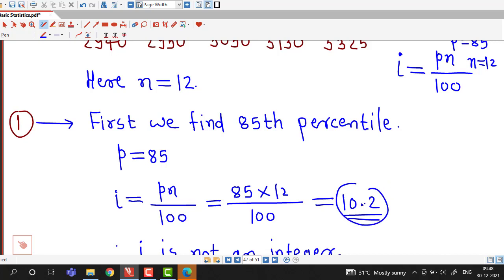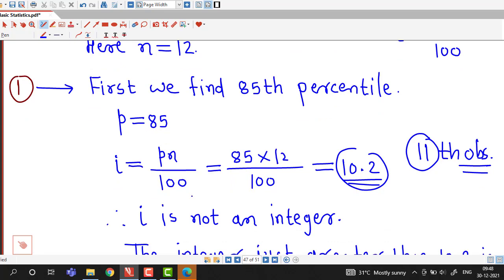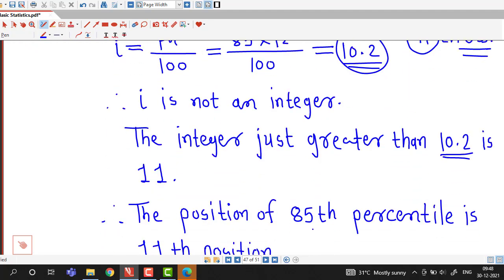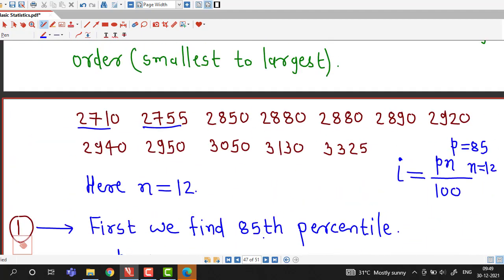So the next integer to 10.2 is 11. We find the observation at the 11th position, because this i is not an integer and the integer just greater than 10.2 is 11. Therefore, the position of the 85th percentile is the 11th position. From this we start counting: 1, 2, 3, 4, 5, 6, 7, 8, 9, 11.